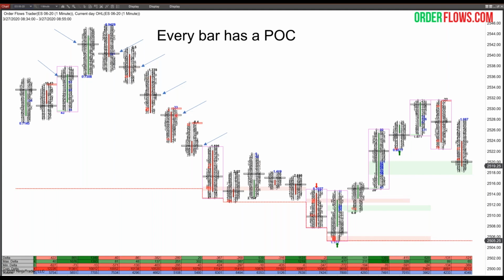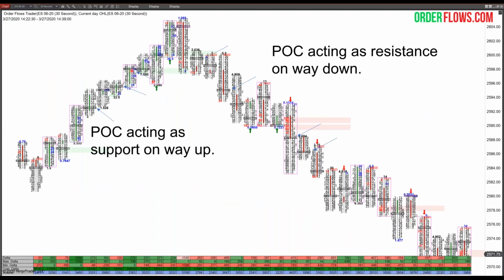Okay, the next bar stays below the previous bar's point of control, right? This is an area where, if you're trailing a stop, you can hide behind, okay? Because it's going to give you a clue on where the bar can trade back to. Here's a market, right? Point of control is acting as support on the way up. On the way down, it's acting as resistance.